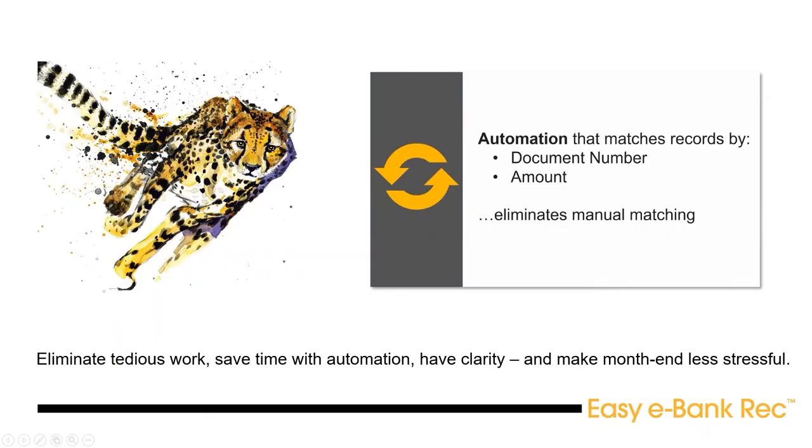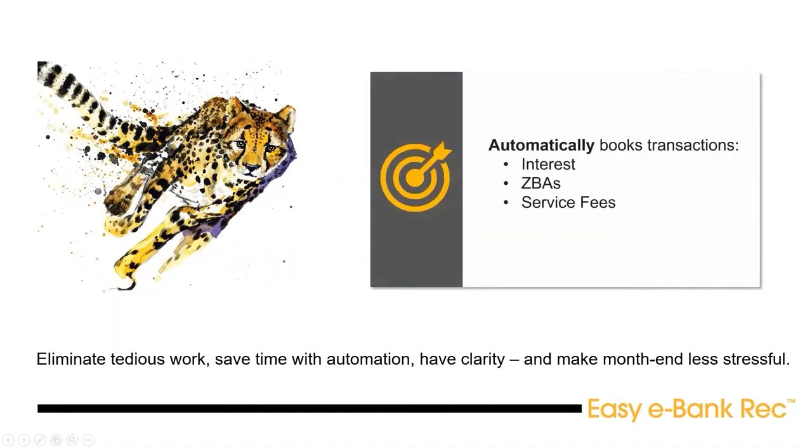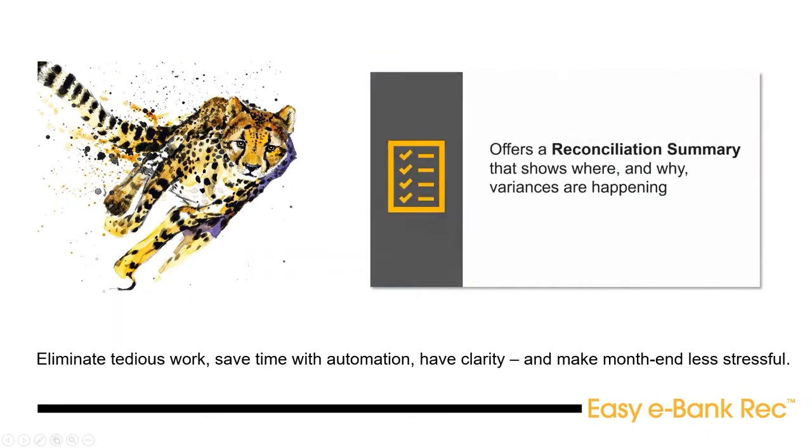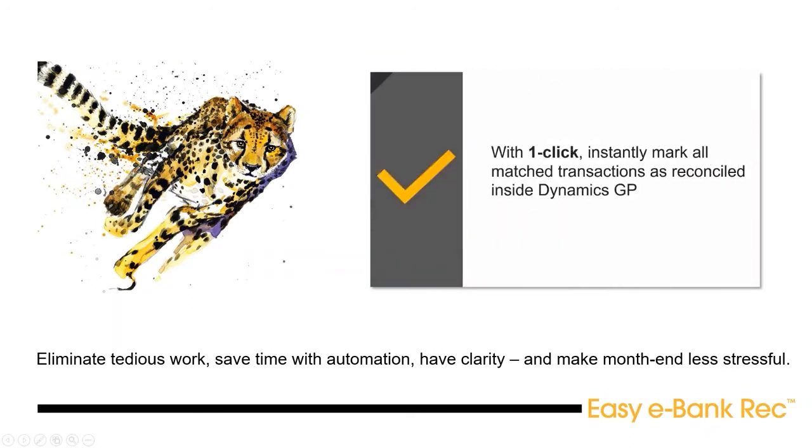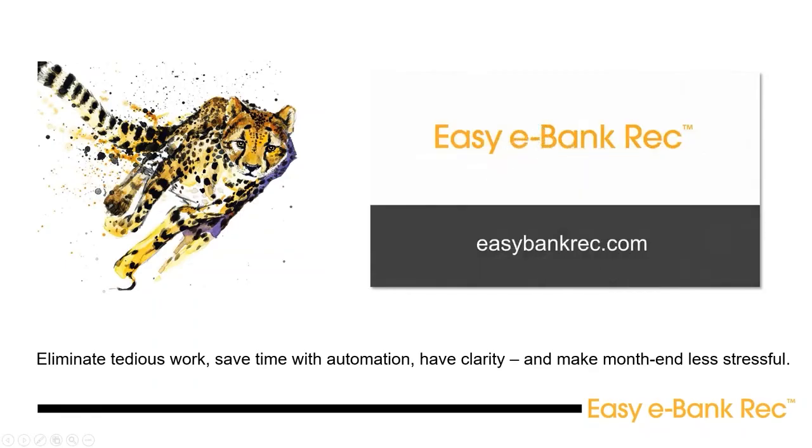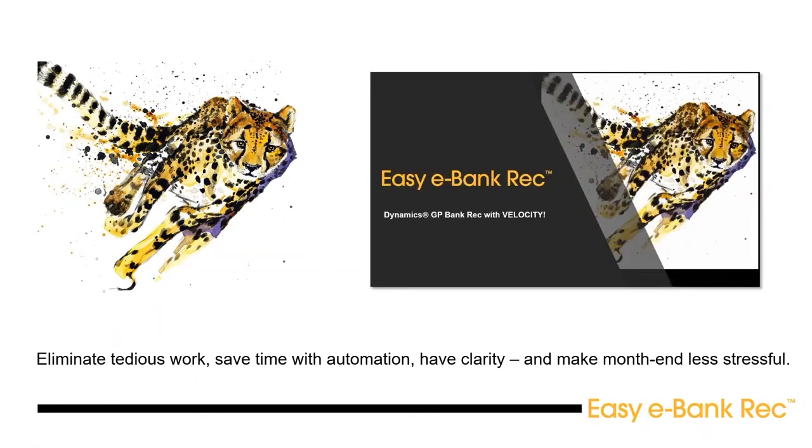We'll also do some automations. We'll match them by document number and by amount. We'll also allow you to book some entries automatically, and we'll show you that. Lastly, we offer a nice reconciliation summary, offering you any of the variances. And with one button, you can do all the click marks inside Dynamics GP.